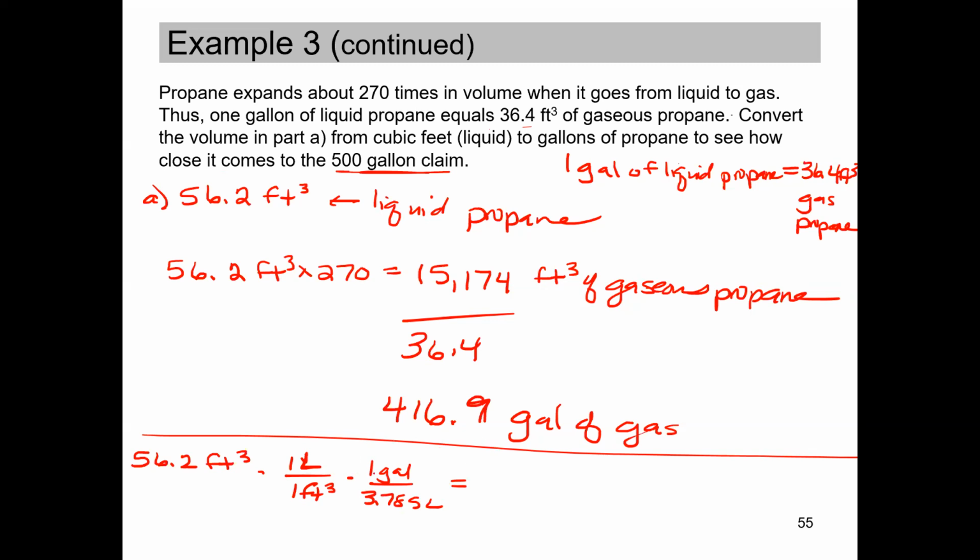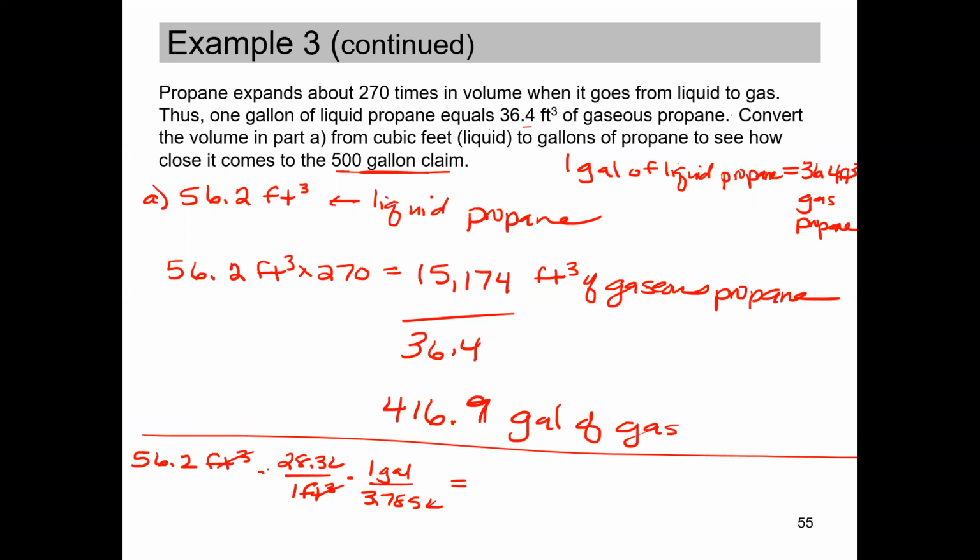If I did this, I'd cancel my feet, cancel my liters. I would have 56.2 divided by 3.785. Oops, I didn't mean 1 liter here. I'm at 28.3. I'm like, we're getting really small numbers. So actually, let me just erase that. 1 liter is not 1 cubic foot. It's 28.3 liters. And then 3.785 liters is 1 gallon.